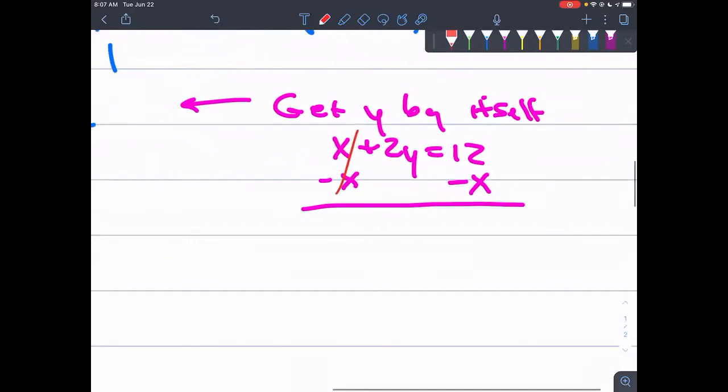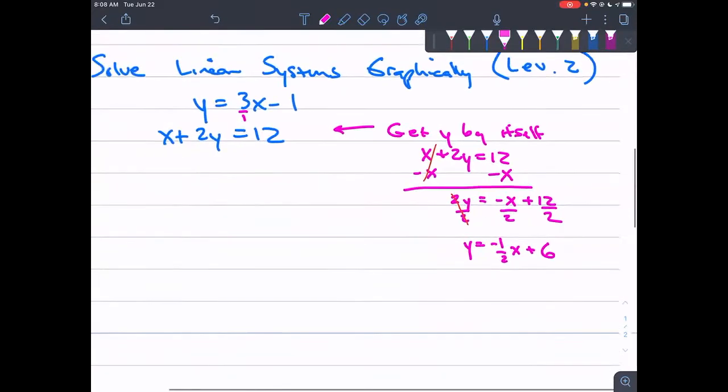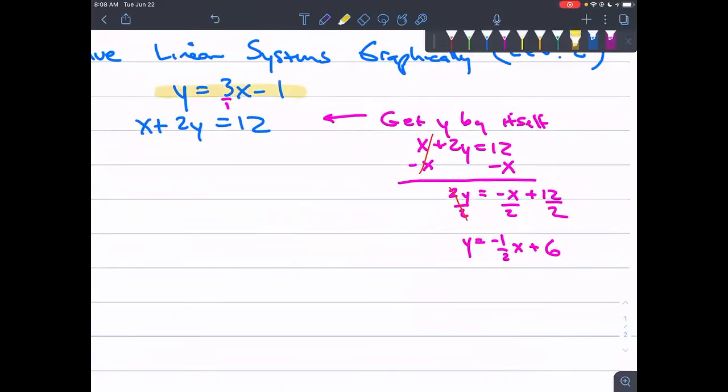So x is gone from the left. You have 2y equals -x plus 12. Still trying to get y by itself, so divide everything by 2. So we've got y equals negative. There's an invisible 1 in front of x, so I'm going to go ahead and write that. So 1 divided by 2x, and then 12 divided by 2 is just 6. Okay, so now we've got this equation we can graph, and we've got this equation down below that we can graph. So starting with 6, we'll go down 1 over 2. On the other one, we'll start at -1 and we'll go up 3 over 1.